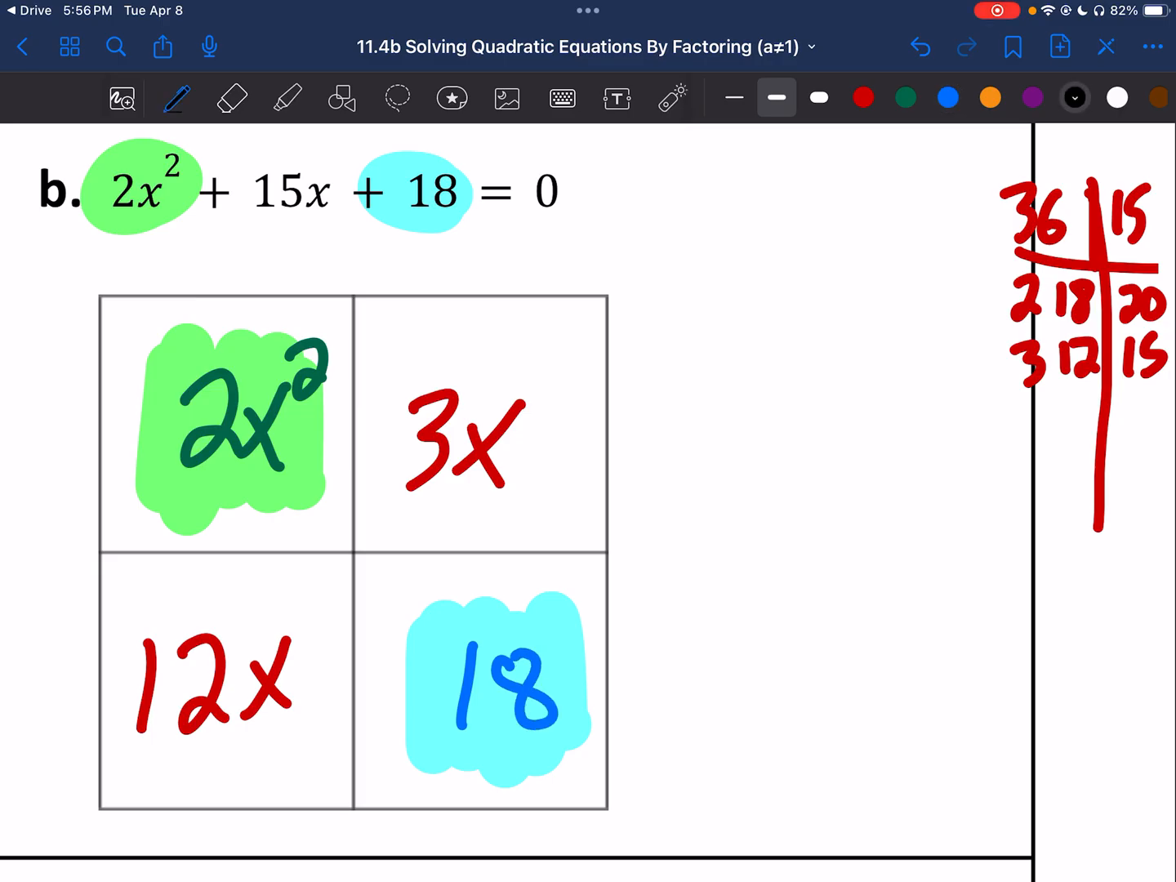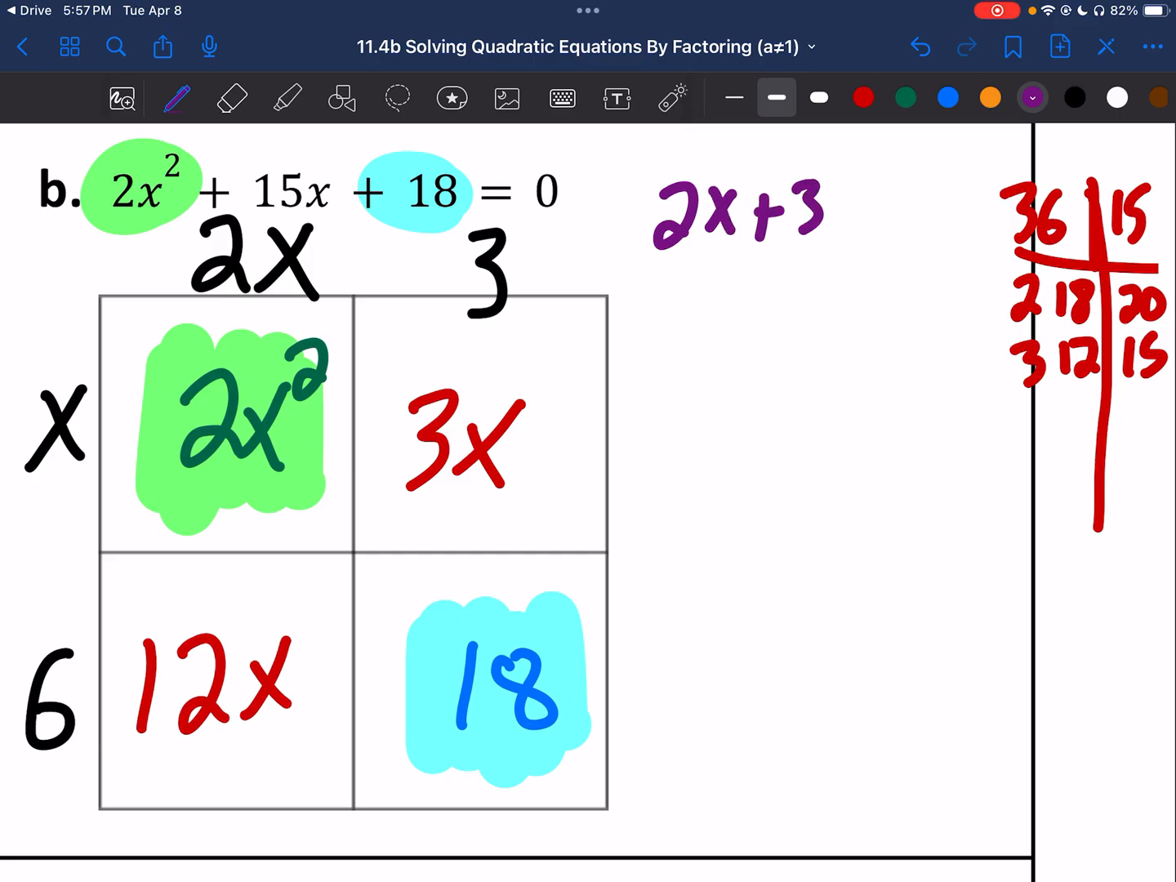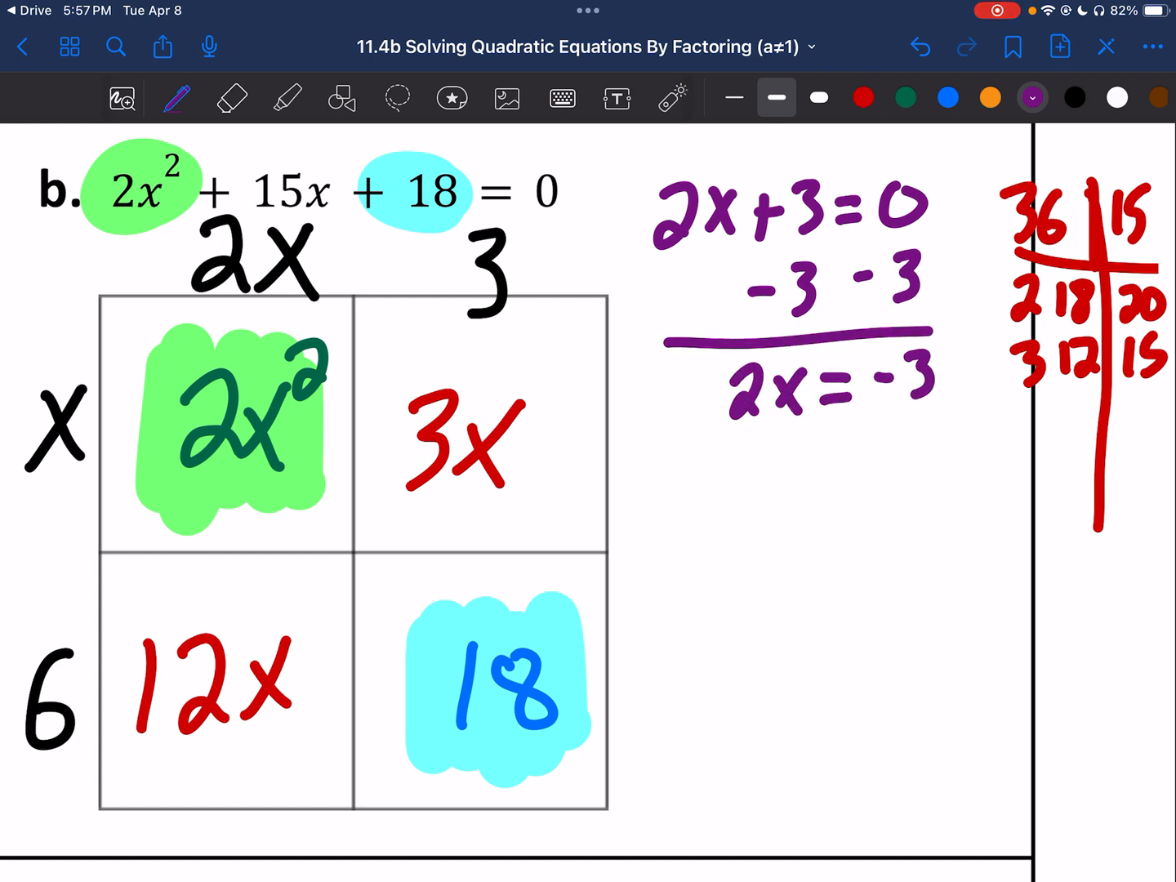So first row, 2x squared and 3x. My common factor is x. My second row, 12x and 18. Common factor is a 6. 2x and 12x. Common factor is 2x. 3x and 18. Common factor is a 3. So we can go ahead and take these pieces and set them equal to 0. So do 2x plus 3 equals 0. My first step, subtract 3 from both sides. We get 2x equals negative 3. Divide by 2, x equals negative 3 over 2.